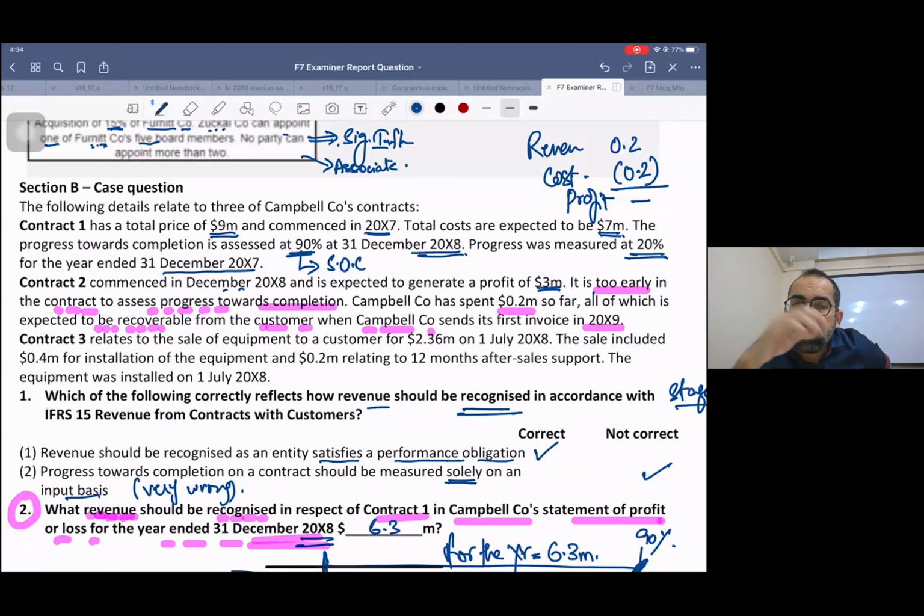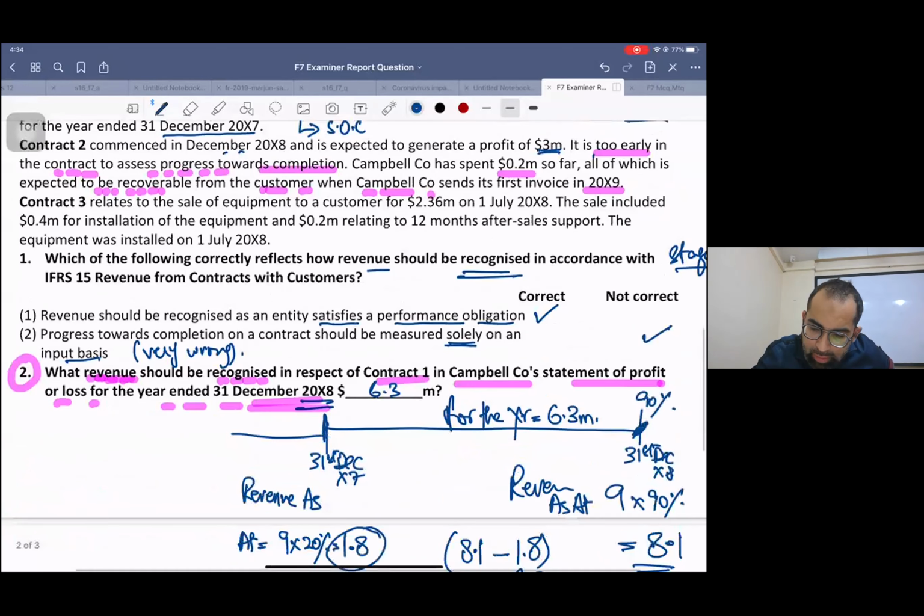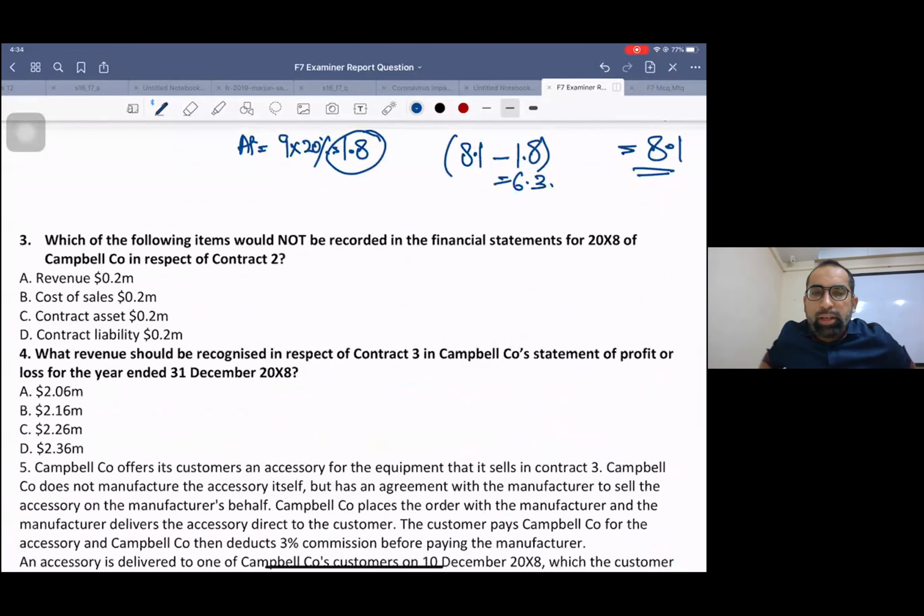Let me show you the question now. See this. Read this. Which of the following items would not be recorded? Read the requirement. Examiner especially, see this is highlighted. Would not be recorded in the financial statement. The answer is D. Yes, we'll record the revenue of 0.2 million, the cost of sale of 0.2 million, and the contract asset of 0.2 million, but no contract liability. So the answer for question number 3 is D.